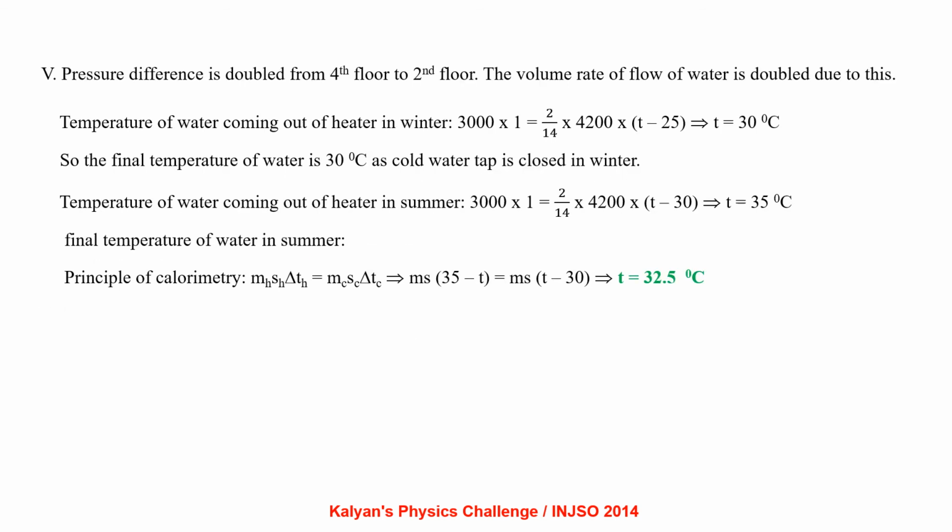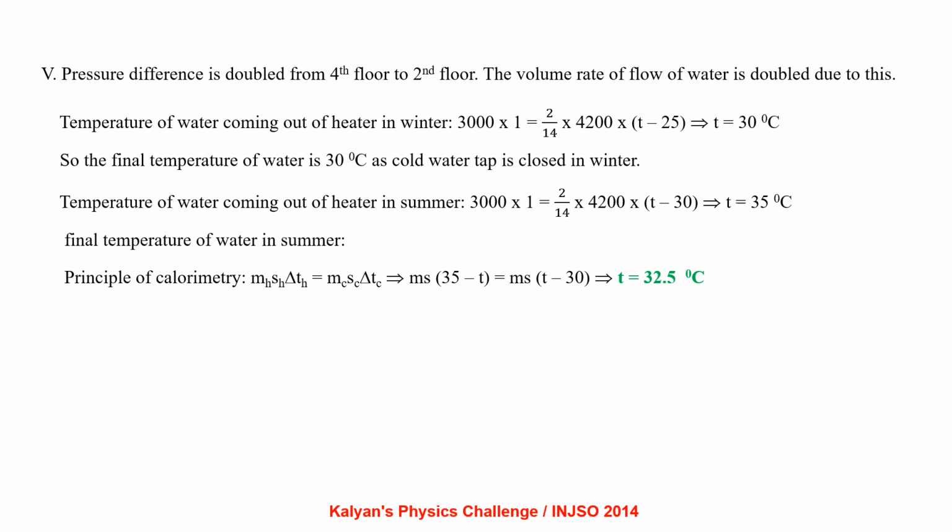Pressure difference is doubled from 4th floor to 2nd floor. The volume rate of flow of water is doubled due to this. Temperature of water coming out of the heater in winter is 3000 into 1 equals 2 by 14 into 4200 into T minus 25, which comes out to be 30 degrees centigrade. So the final temperature of water is 30 degrees centigrade, as the cold water tap is closed in winter.